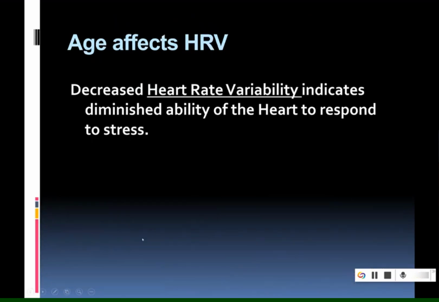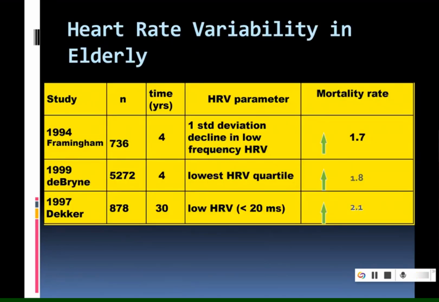The other observation implied by those graphs is that heart rate variability decreases with age. Those are beat-to-beat variations. There are several studies that show that low heart rate variability, more than one standard deviation below your age-matched control, is actually a predictor of mortality. So you have a twofold mortality rate with low heart rate variability.